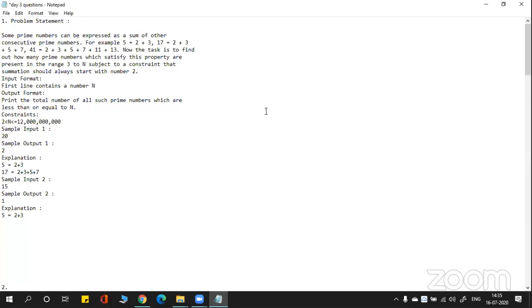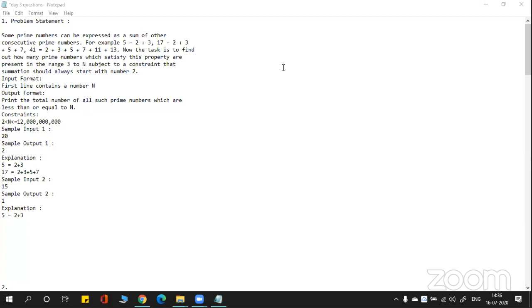Read the question and try to understand. What is given? Let me read the question for you. Some prime numbers can be expressed as a sum of other consecutive prime numbers. For example, 5 is equal to 2 plus 3. 17 is equal to 2 plus 3 plus 5 plus 7. And 41 is equal to 2 plus 3 plus 5 plus 7 plus 11 plus 13.